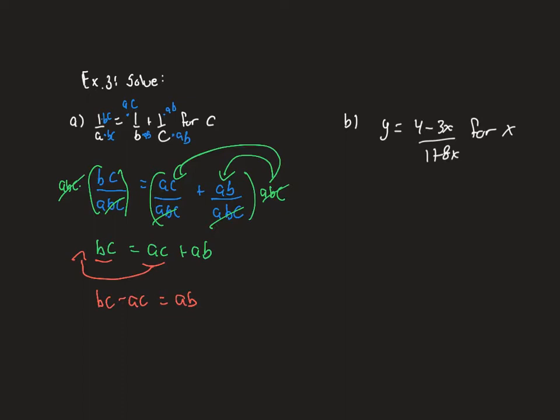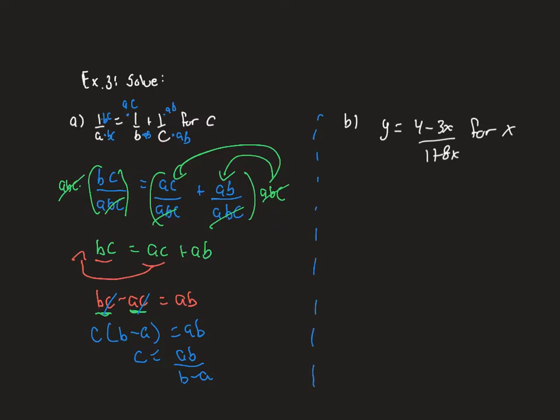Now, there is a callback here to when we were factoring earlier in the year. This one has a C. This one has a C, which means I can divide them both by C. And if I do that, I'd be left with a B there, I'd be left with an A here. And now there's a multiplication, get rid of it. And that would be your final answer there.